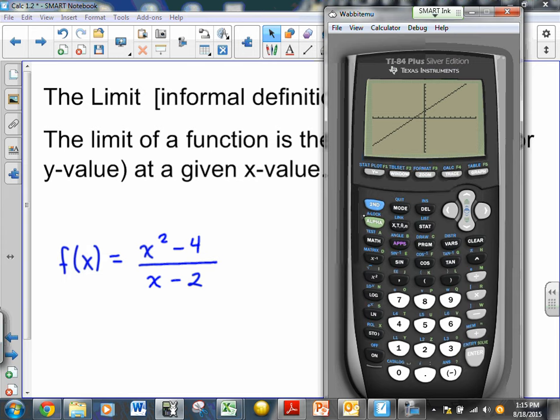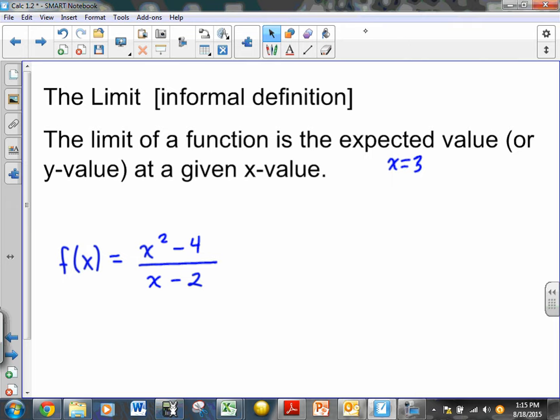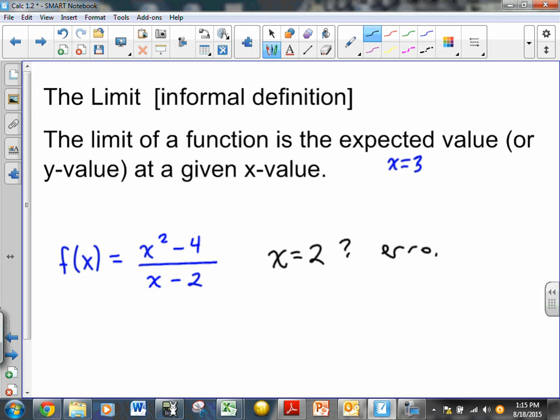Okay, so I'm going to go back here. First of all, let's do this. So here's what we're trying to find. Okay, so what we're trying to find here is the limit. If x equals 2, we get an error, or f of x is an error. So what we're looking for is the limit.